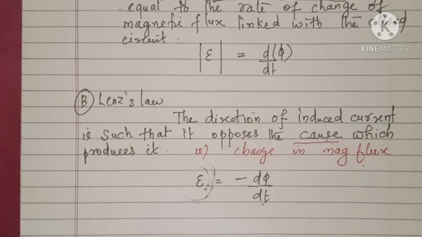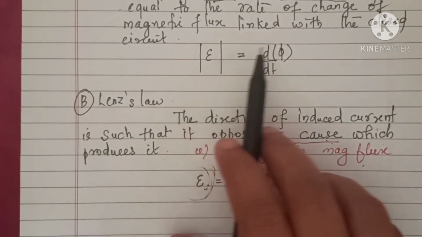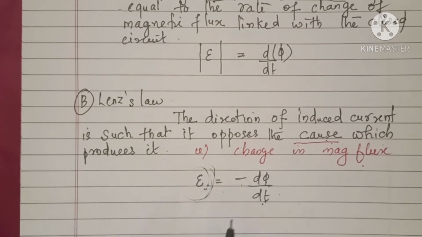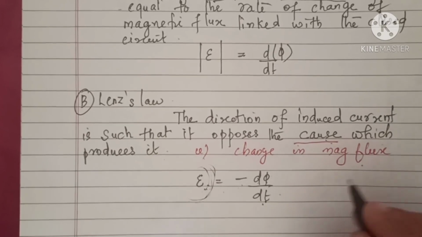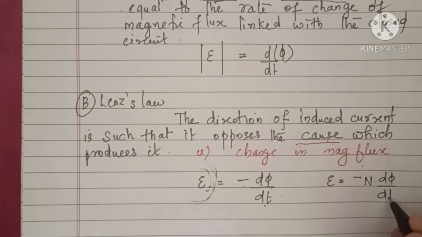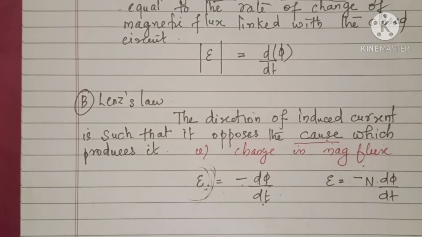Clear for you? Lenz's law gives the direction of induced current. Faraday's law states the definition of EMI and also the magnitude of induced EMF, which is given by E is equal to d phi by dt. Direction is specified in Lenz's law. So you can write E is equal to minus d phi by dt. The negative sign indicates that the direction of induced EMF is such that it opposes the change in magnetic flux. Now if a coil has a large number of turns, represented as n, how can you write the induced EMF? You multiply it by the number of turns: minus n into d phi by dt. Understood?